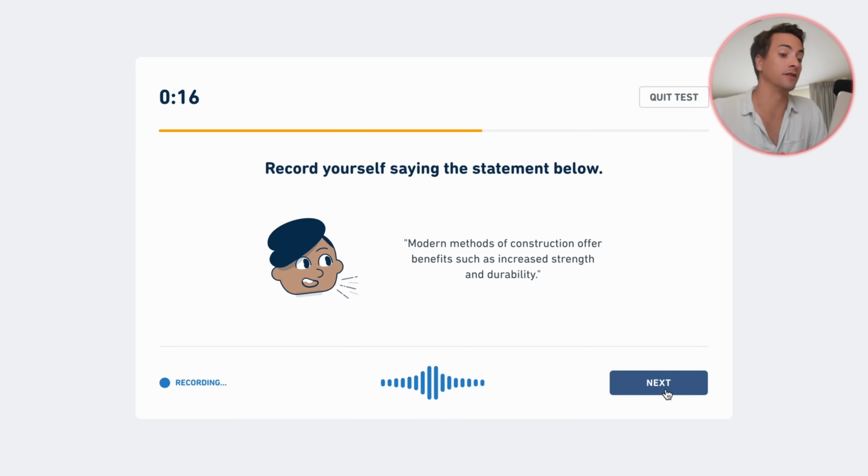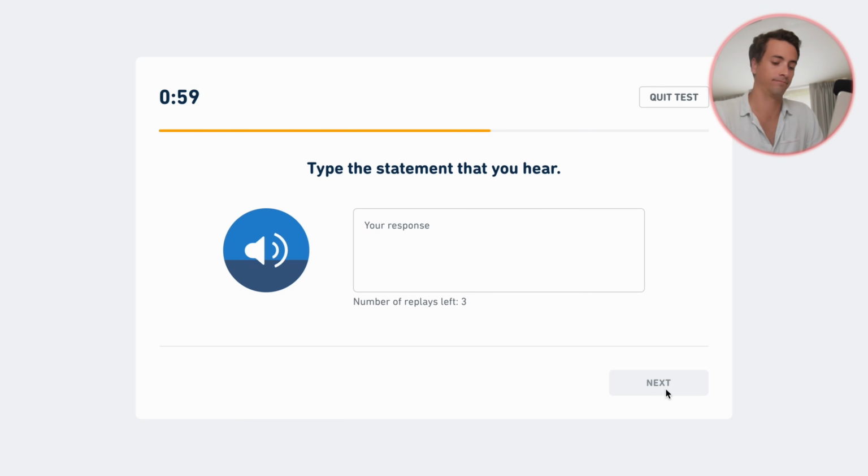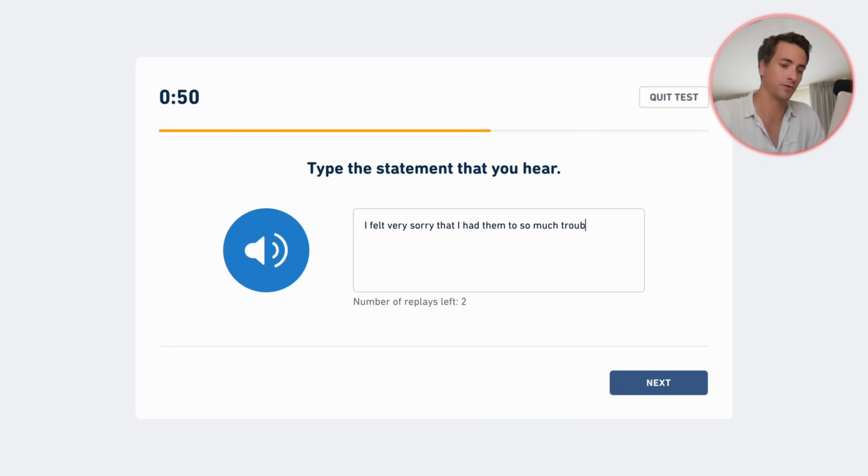Modern methods of construction offer benefits such as increased strength and durability. I felt very sorry that I had put them to so much trouble. I had put them to so much trouble. So in this one, he says that I had put them to so much trouble. At least that's what I heard.